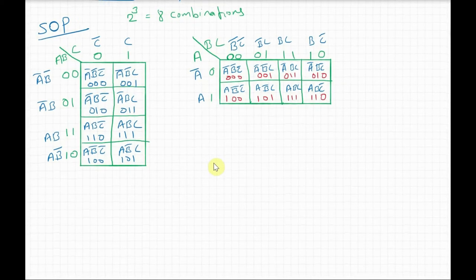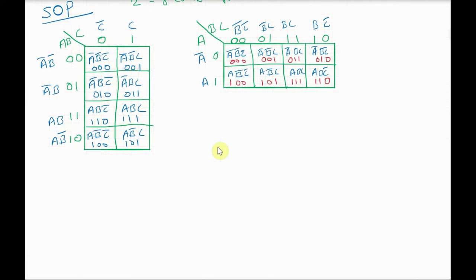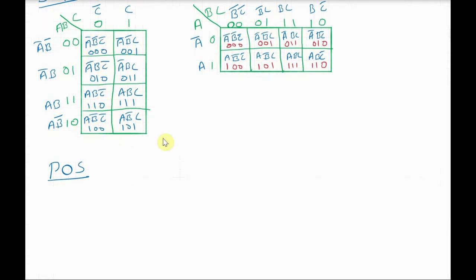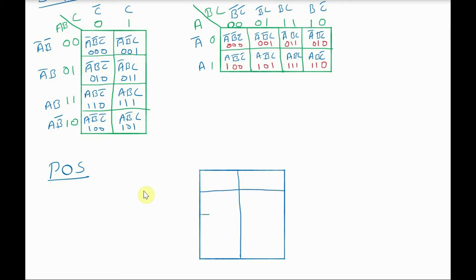We will see the three variable K-map, how to represent it for the POS expression. I am going to use only one type of K-map. I am going to use this vertical form, not this horizontal one. So this is how you name. We have already written this.